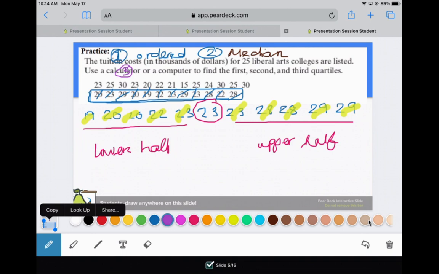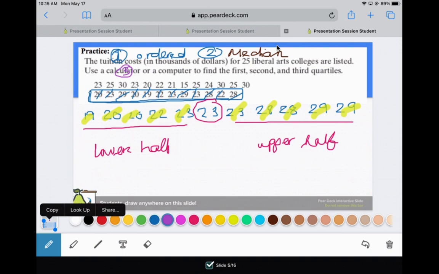So now I'm going to get to step 3. I find the median for the entire data set. With that median, I split the data into 2 equal parts. Now what do I do with the lower half and the upper half? Find the median again, yes. So I find the median, but now I find the median of the lower half.